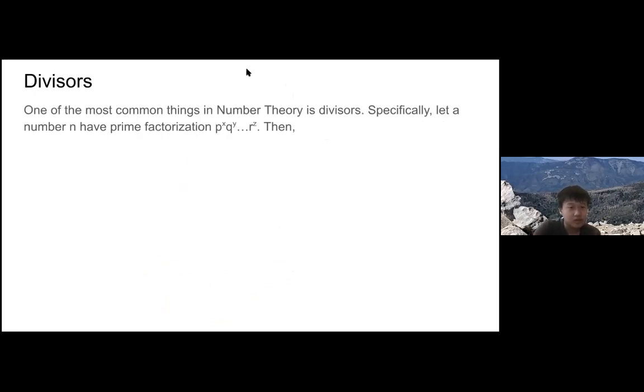Oh, wait, not problem, instruction. So you also see a bunch of divisors in number theory. For example, the divisors of 24 are 1, 2, 3, 4, 6, 8, 12, 24. You'll want to know how to count the number of them really quickly. You'll also want to know how to get their sum quickly. So I'll explain that.